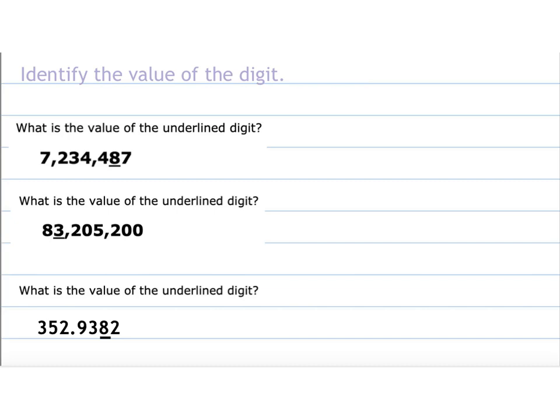Okay, the next title here we have is identify the value of the digit. So again, value is kind of how much something is worth. So what is the value of the underlined digit? So we have an 8 here that's underlined, and that's in the tens place. So we're kind of thinking of it as it's not 8, it's not worth 8, because it's in the tens place. That 8 is actually worth 80.